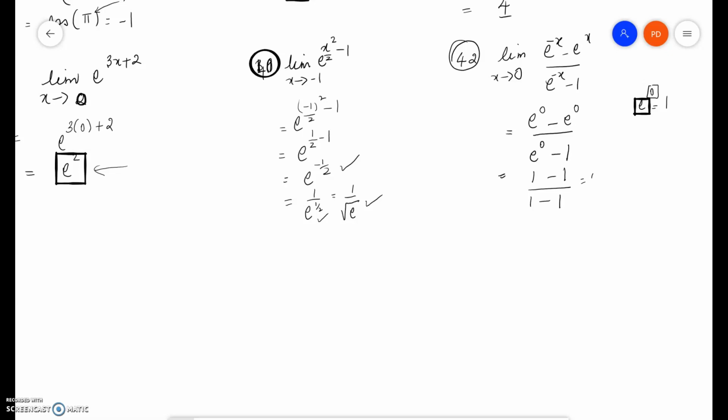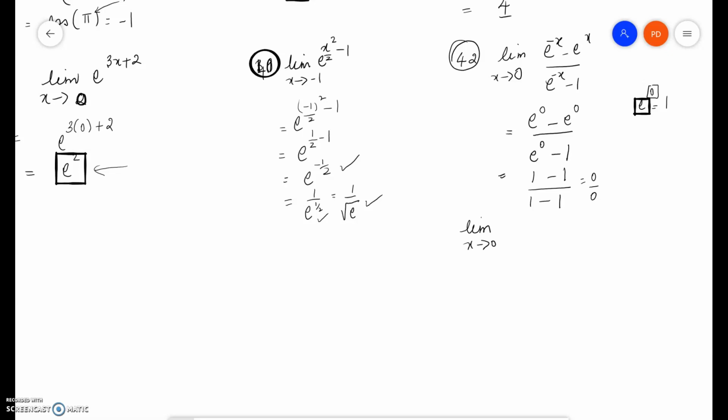So that is a 0 over 0. Remember that when it's a 0 over 0, you don't give up, but you try other techniques to see if you can find the limit. So let's see if we can do something about this expression.